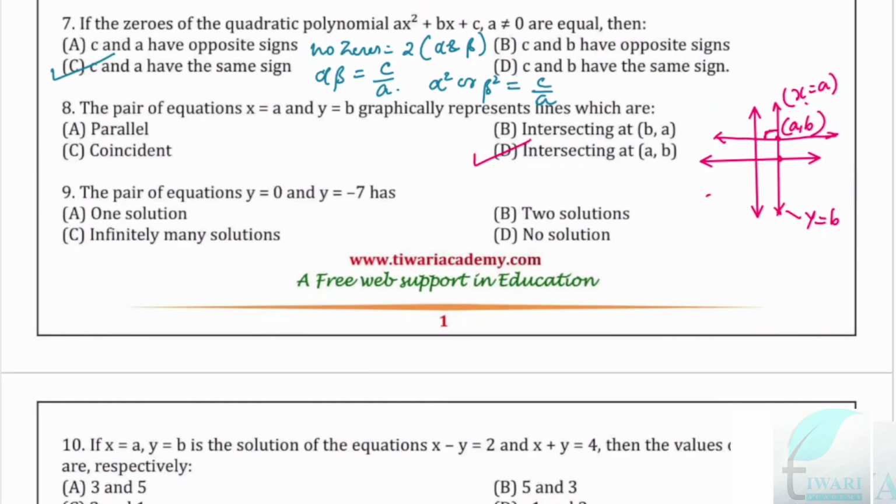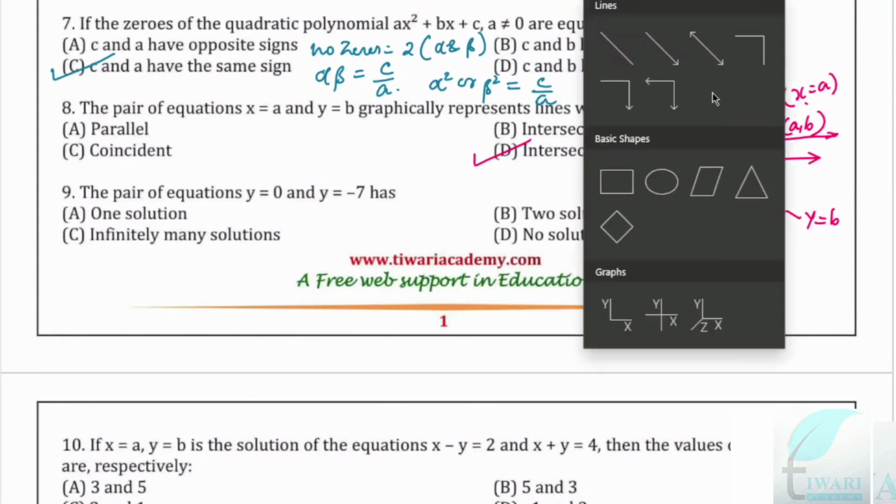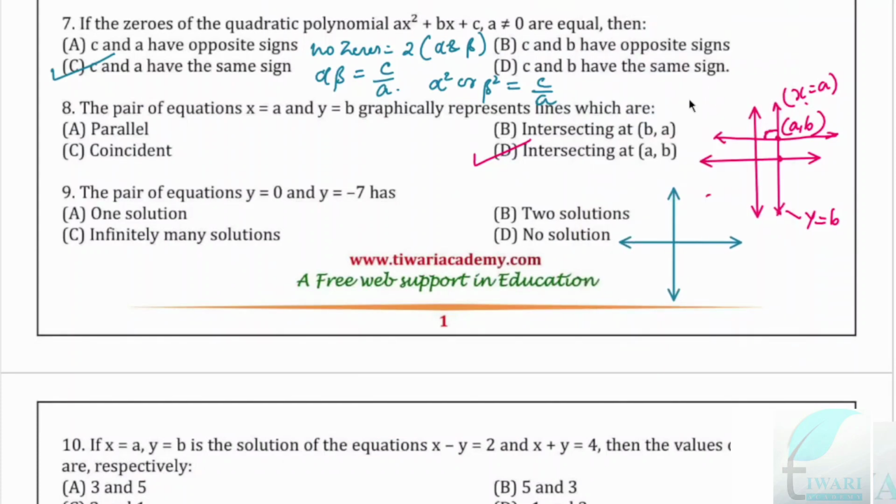Okay. Coming on to question number 9. The pair of equations y equals 0 and y equals -7 has. So let us again draw a graph here. This is the y axis. This is the x axis. They are asking y equals 0, which is nothing but the x axis. And the other line is y equals -7, which will lie somewhere around here. So this is y equals -7.